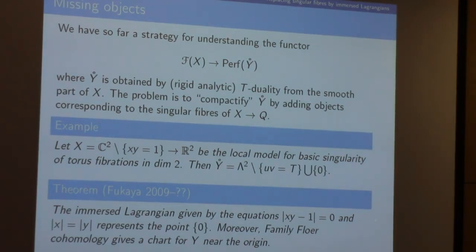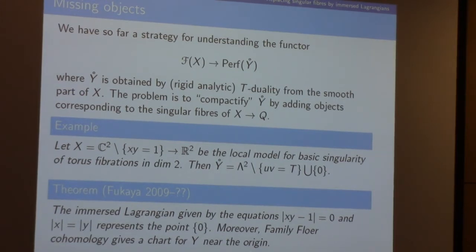And the claim is that this point that's missing, this 0 point, is exactly this Lagrangian torus. This was announced in 2009 by Fukaya. I put a question mark, because it hasn't been written yet. There'll be further results of the same nature. This is the only one with Fukaya's name on it, so I felt it was okay.